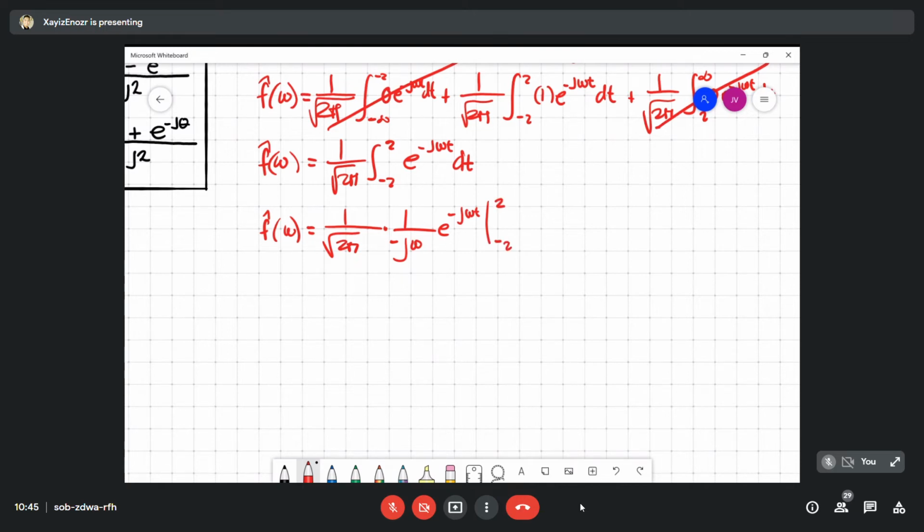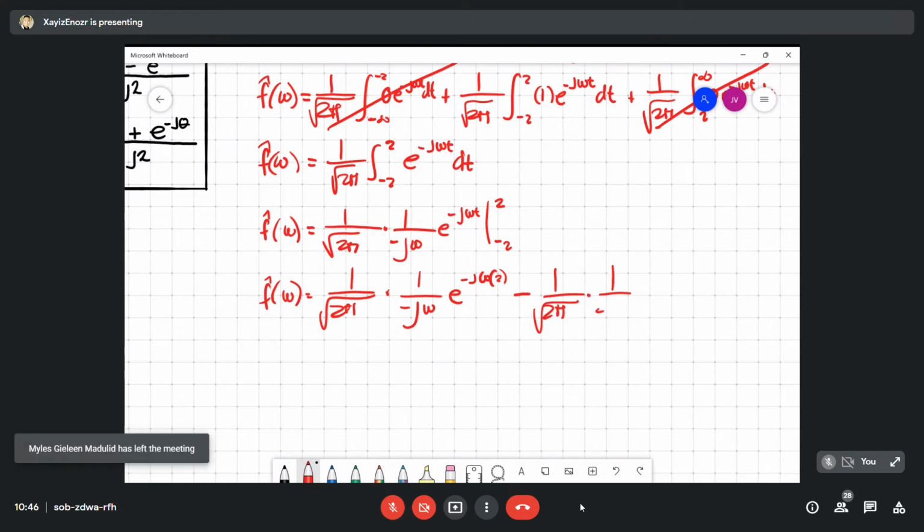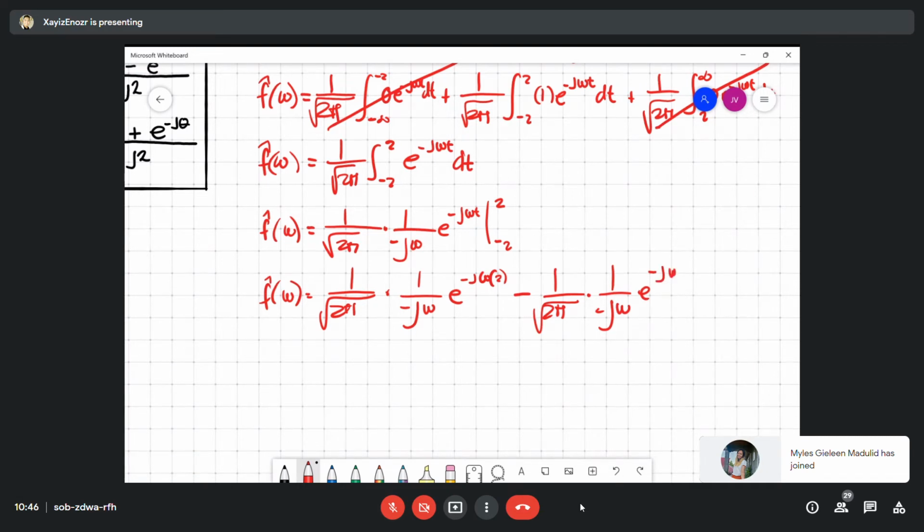And next we have 1 over square root of 2 pi, 1 over negative j omega multiplied by e negative j omega times 2, minus 1 over square root of 2 pi multiplied by 1 over negative j omega e negative j omega negative 2. Yan. So, since common naman tong 1 over square root of 2 pi tsaka 1 over negative j omega, pwede ko siyang i-factor out.